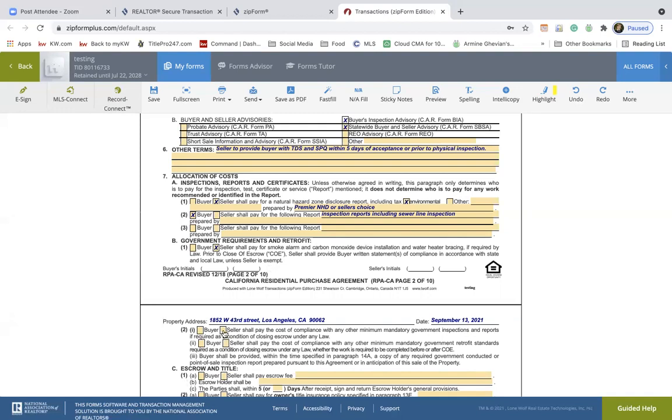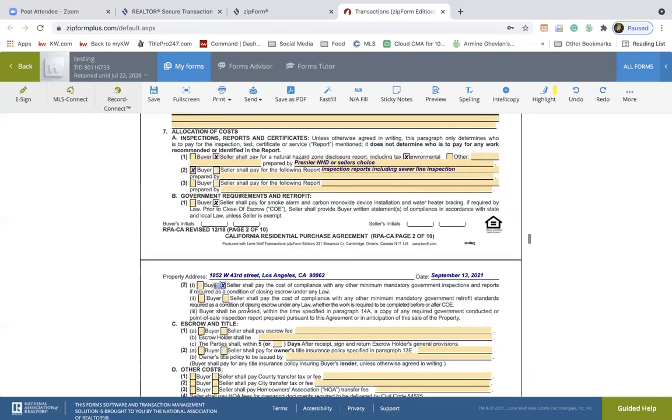Buyer and seller shall pay for cost of compliance with any minimum mandatory government inspection and reports if required as a condition of closing escrow under any law. It doesn't say under buyer and seller agreement. Keep in mind and remind me to ask the escrow officer next week or the week after as to what we have to do in here. Seller shall pay for cost of compliance again. This is the 9A report, okay, that we're talking about.